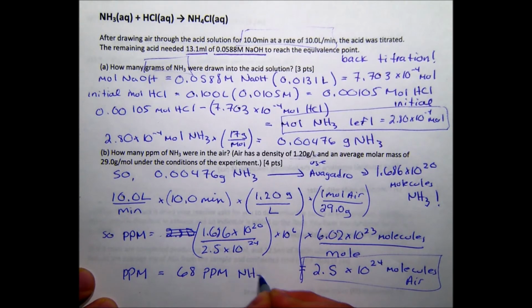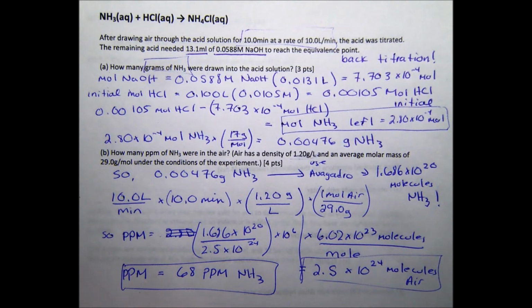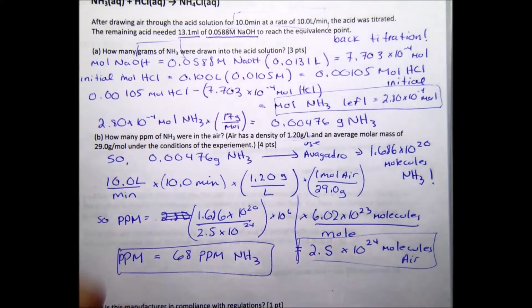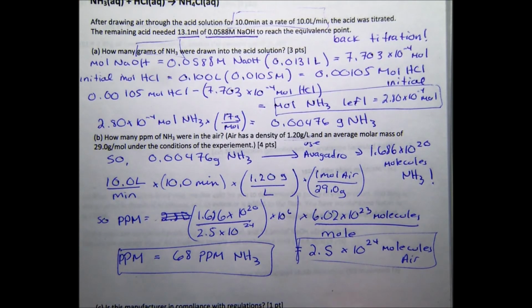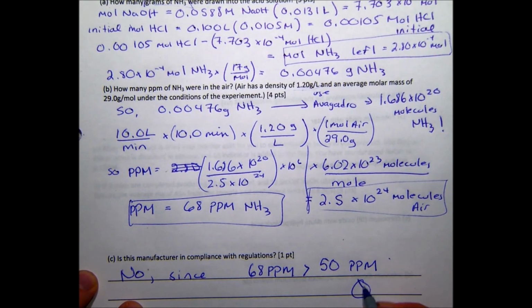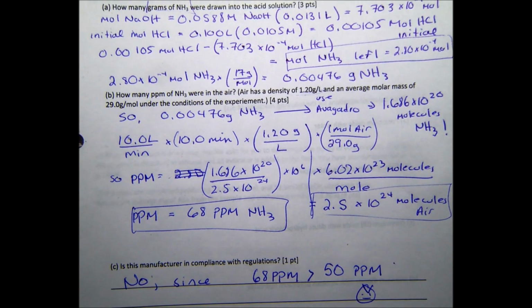And we can read in the initial part of the question that the upper limit is 50 parts per million. And we've now determined that the amount of ammonia present is 68 parts per million. So that takes us down to part C. Part C says, is the manufacturer in compliance with regulations? And no, they're over. 68 parts per million is greater than 50 parts per million, and we'll give it a little mad face there to end.